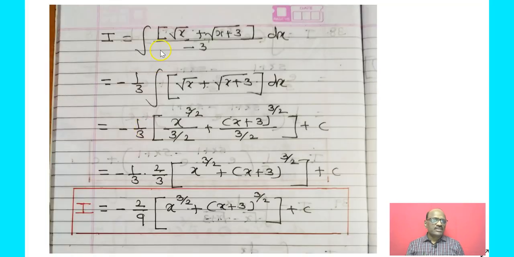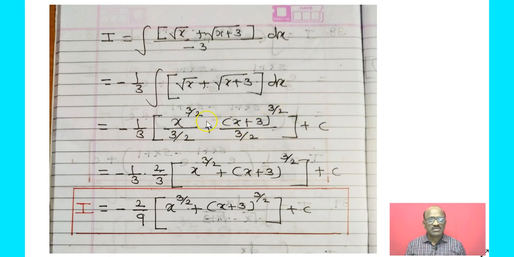Therefore, I is equal to the integral of (root of x plus root of x plus 3) upon minus 3. It becomes minus 1 upon 3 times the integral of (root of x plus root of x plus 3) dx. Now what is the power? Root x means the power is 1 upon 2, and 1 upon 2 plus 1 gives x raised to 3 by 2 upon 3 by 2, plus (x plus 3) raised to 3 by 2 upon 3 by 2, plus c.